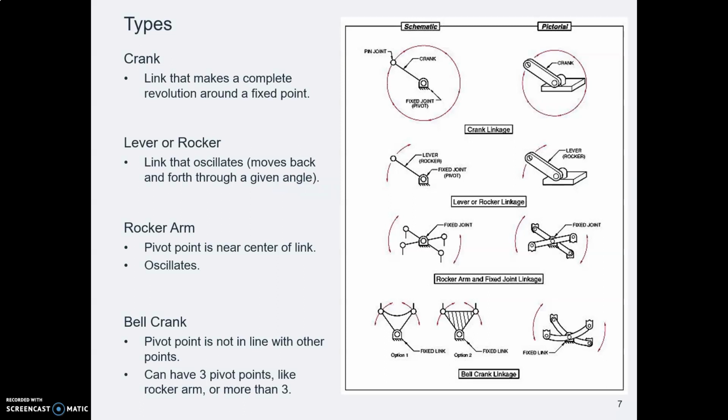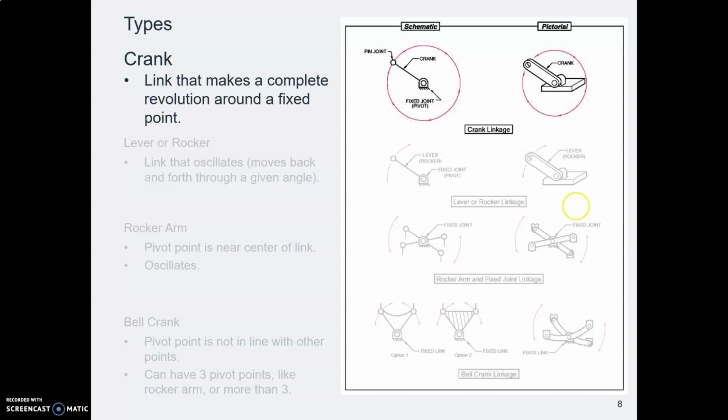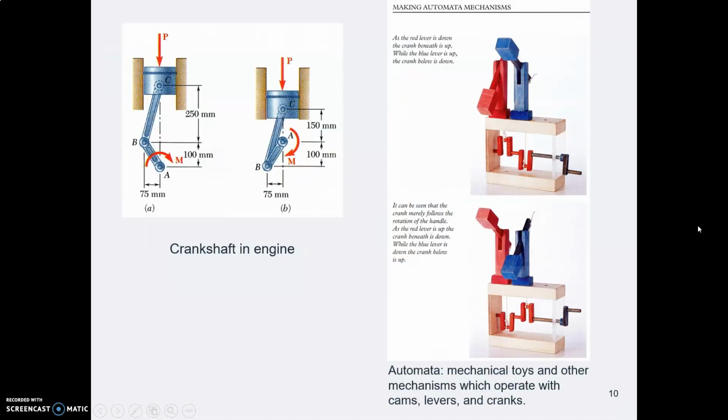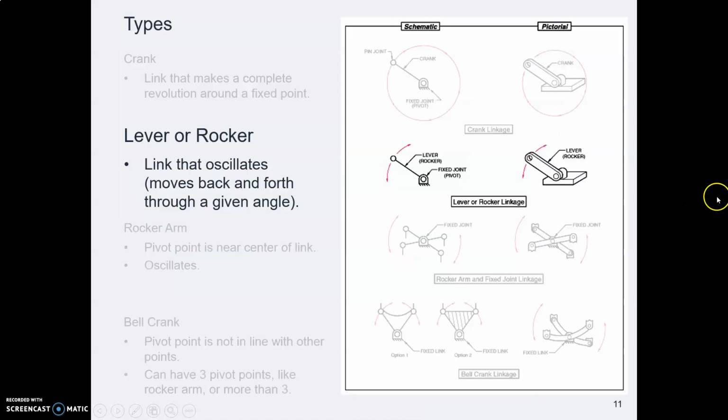There are different ways to categorize these linkages based on their shape and how they move. These are the 4 basic types. A crank is a link that is fixed at one end. The other end pivots, goes around in a complete circle. And you can actually picture a crank literally, like on this crank that's going to lift a bucket out of a well. There's a crank. You find one in a car engine.